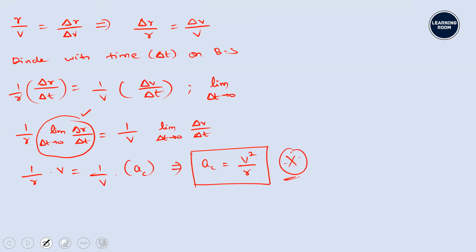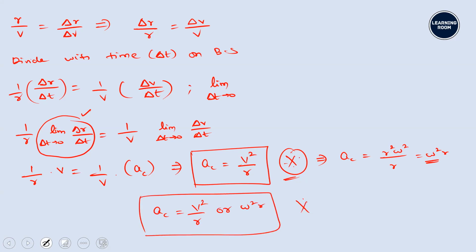Right? Similarly, AC is equal to, if we know that V is equal to R omega, and I substitute R omega here, it becomes R square omega square divided by R, which is equal to omega square R. From this, I can conclude that the centripetal acceleration will be equal to V square by R or omega square R. This is another way of deriving the same expression for centripetal acceleration.